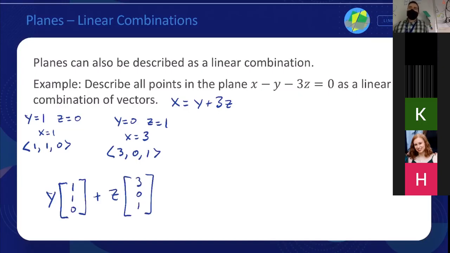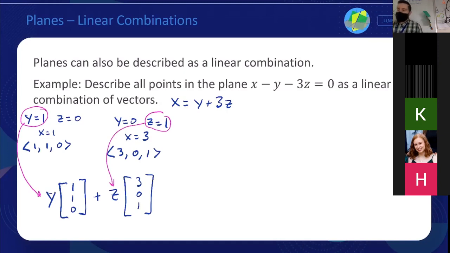The reason I use y and z as my multiples is because I let y be 1 in that first one and I let z be 1 in that second one. So that's where I'm getting these from. Technically, it could be any letter. We're talking about any multiple here, so it's not incorrect to use other letters there.